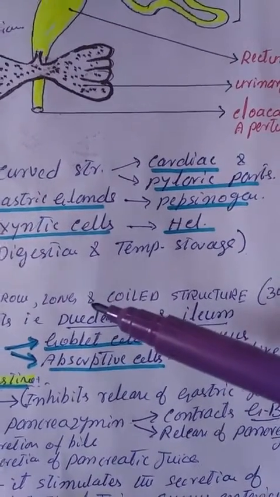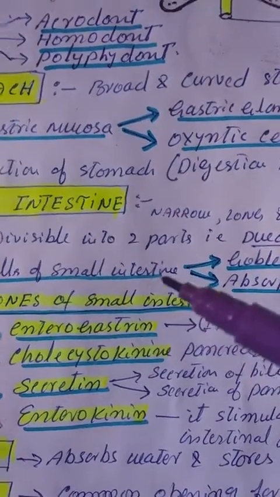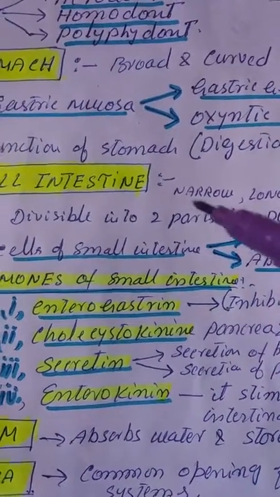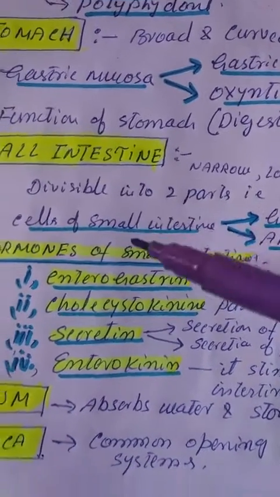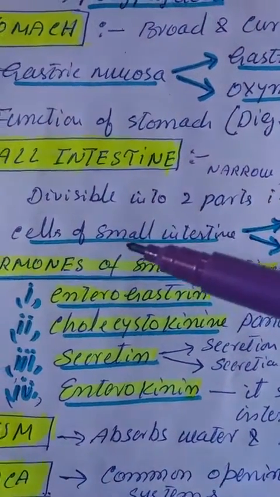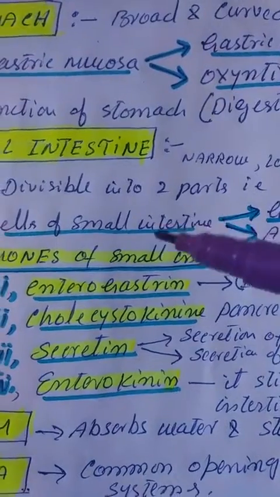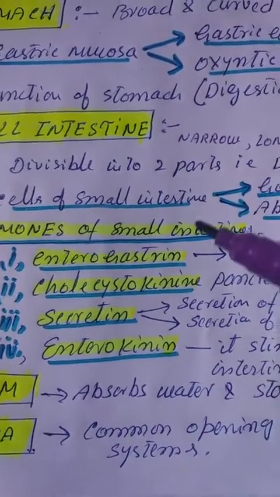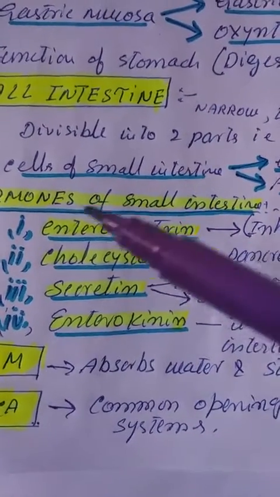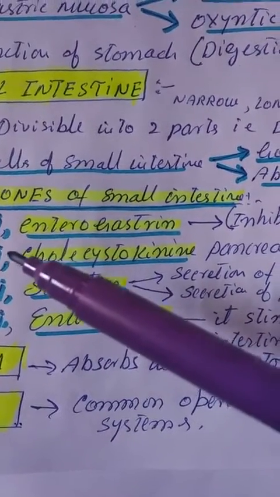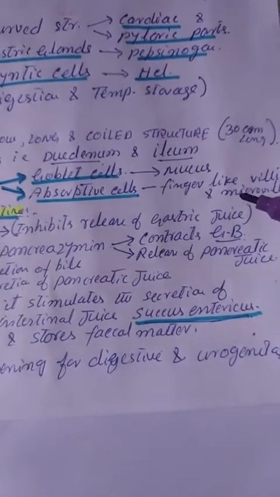One of the most important things to remember, so far as your examinations are concerned, is that most questions are asked about the hormones secreted by the intestines. There are four important hormones secreted by the small intestine, as seen in this sketch. The first hormone is enterogastrin. This hormone inhibits the release of gastric juice.